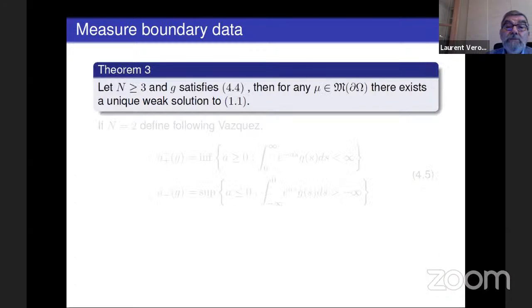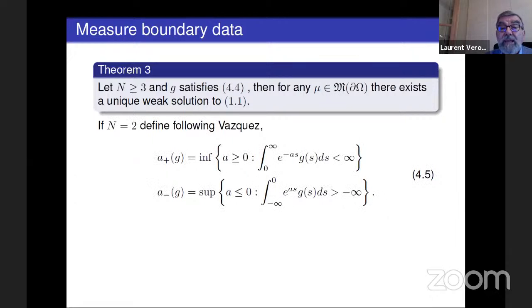And now for n equal 2, we follow Vazquez's idea, which is to define the exponential order of growth of the function g. So a plus of g is the infimum of the a positive such that the integral from 0 to infinity of e to the minus a s, times g of s, is finite.